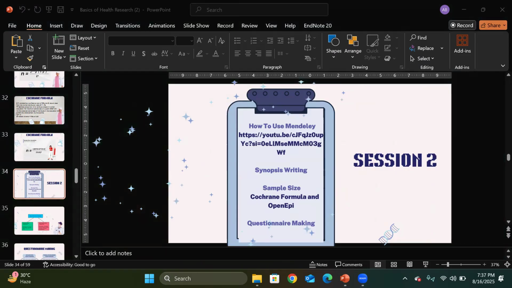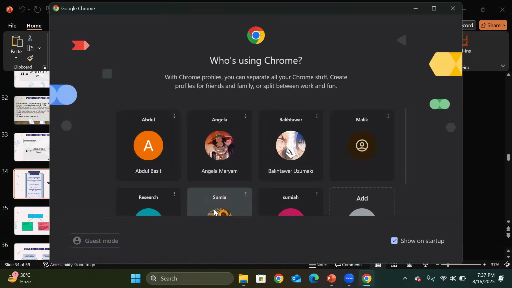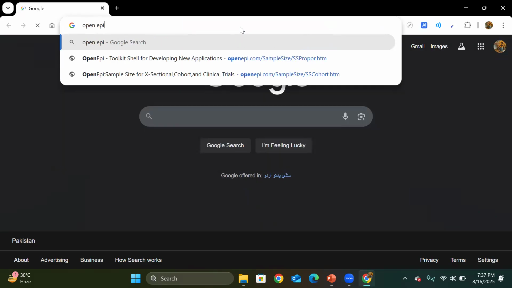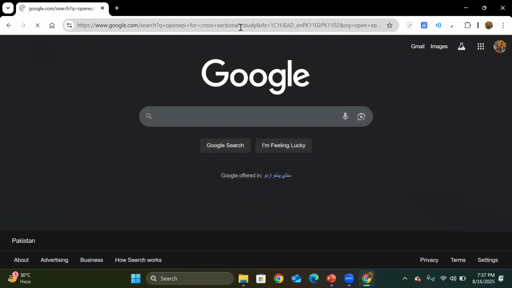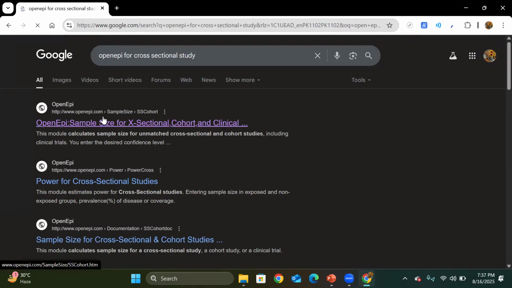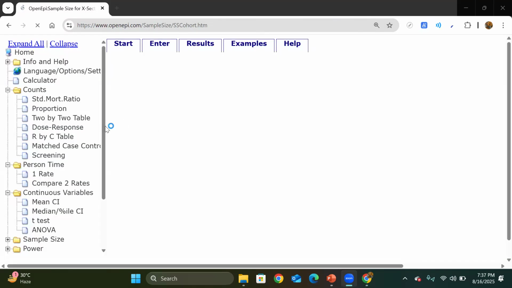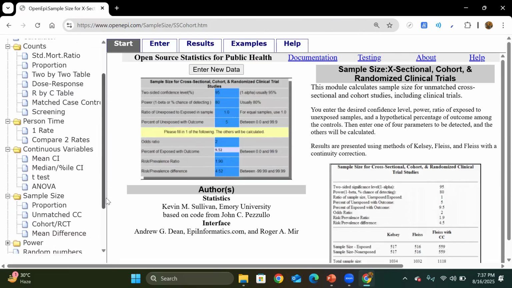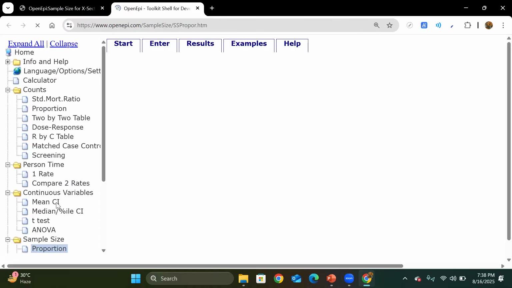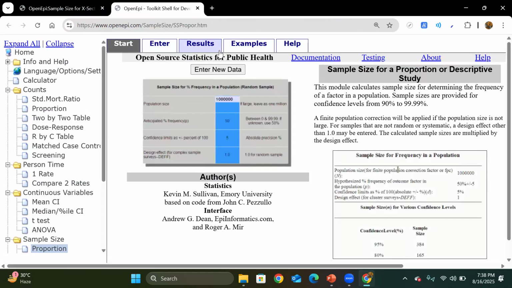So let us go through the OpenEpi one first. Let me open up the OpenEpi calculator. I will write here OpenEpi cross-sectional study. OpenEpi is a very vast software. It will help you calculate the sample size for cohort, cross-sectional and other designs. Although the methods are different, you can find videos for that on YouTube also. I will take you through the cross-sectional one, and the main methodology is almost the same.